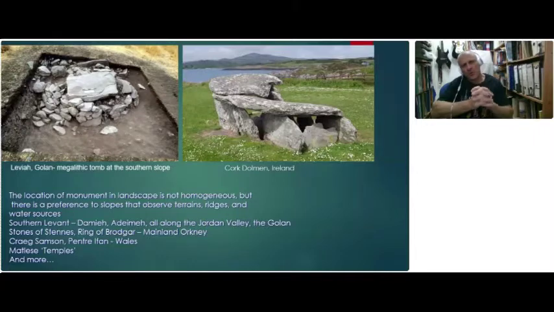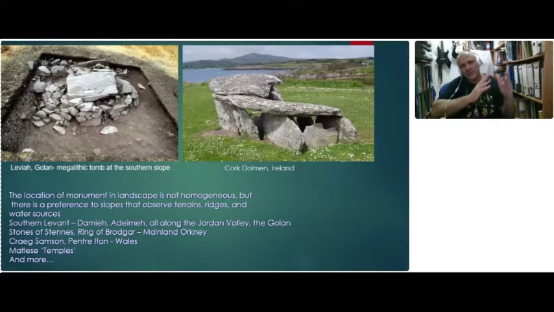Now, the location of monuments in landscape is not homogeneous, but there is a preference to slopes, observed terrain, ridges, and water sources. And this can be seen throughout the vast area I'm talking about. We can see here the Golan. This megalithic tomb is located on a slope in a view of a river. The same can be said along the Jordan Valley Rift, and all along this rift. And of course, we can see it elsewhere.